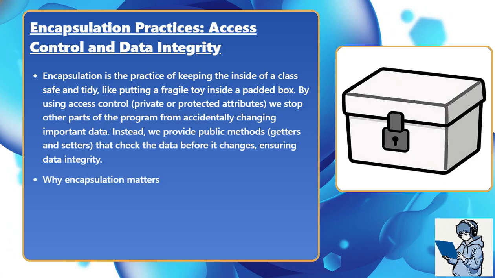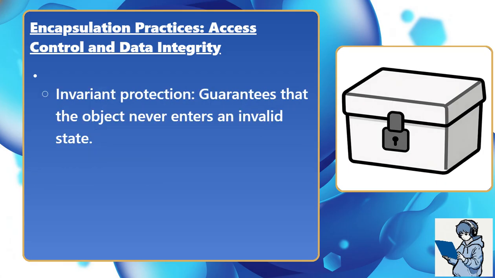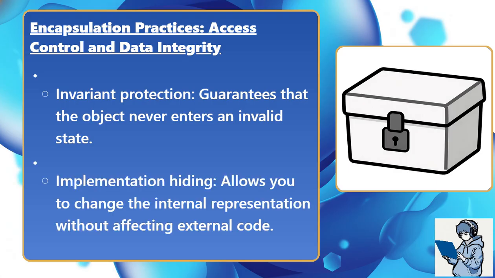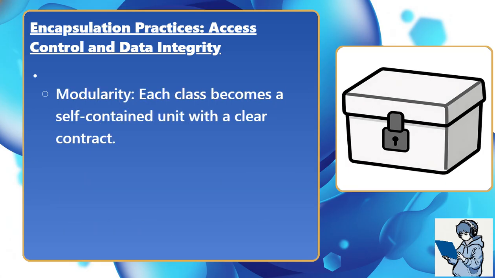Why encapsulation matters? Invariant protection guarantees that the object never enters an invalid state. Implementation hiding allows you to change the internal representation without affecting external code. Modularity: each class becomes a self-contained unit with a clear contract.